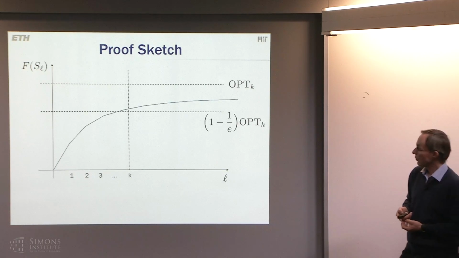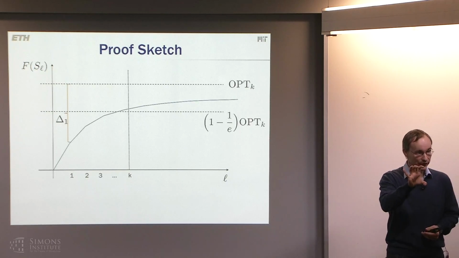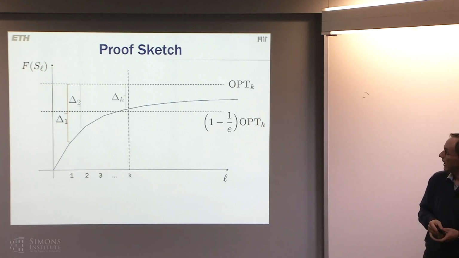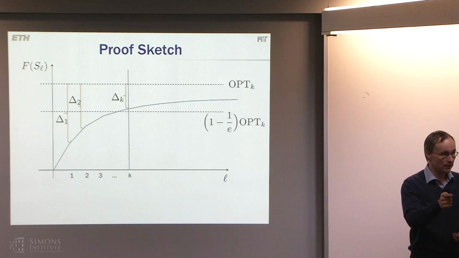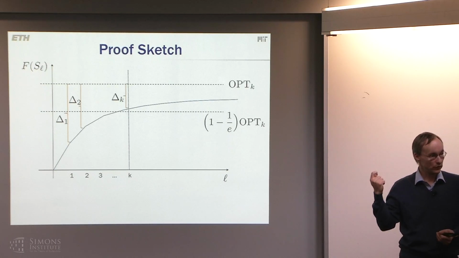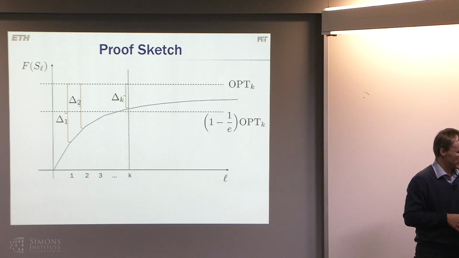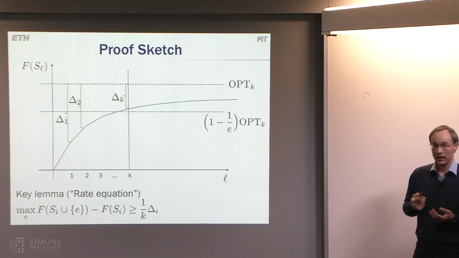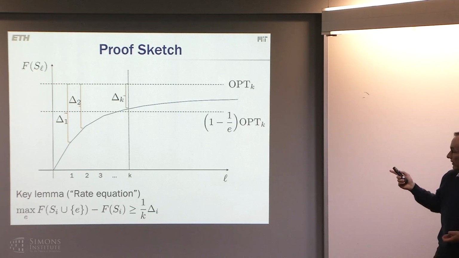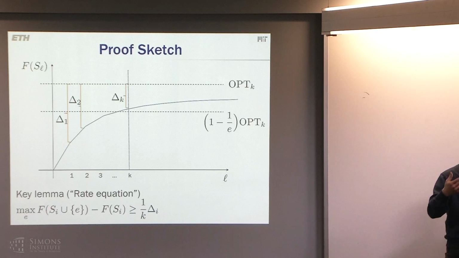Okay, now the way the analysis goes is that you look at the sequence of gaps that are left at each iteration of the algorithm. So delta_i is simply OPT_k minus f(S_i), the amount that you're suboptimal compared to this optimal solution of size k at the ith iteration of the GREEDI algorithm. And the key lemma that one can show, I'm not formally doing this here, I'd be happy to do it later if you're interested, is what's sometimes referred to as the rate equation, which relates the marginal gain of the GREEDI algorithm at the ith iteration to the gap that's still left.